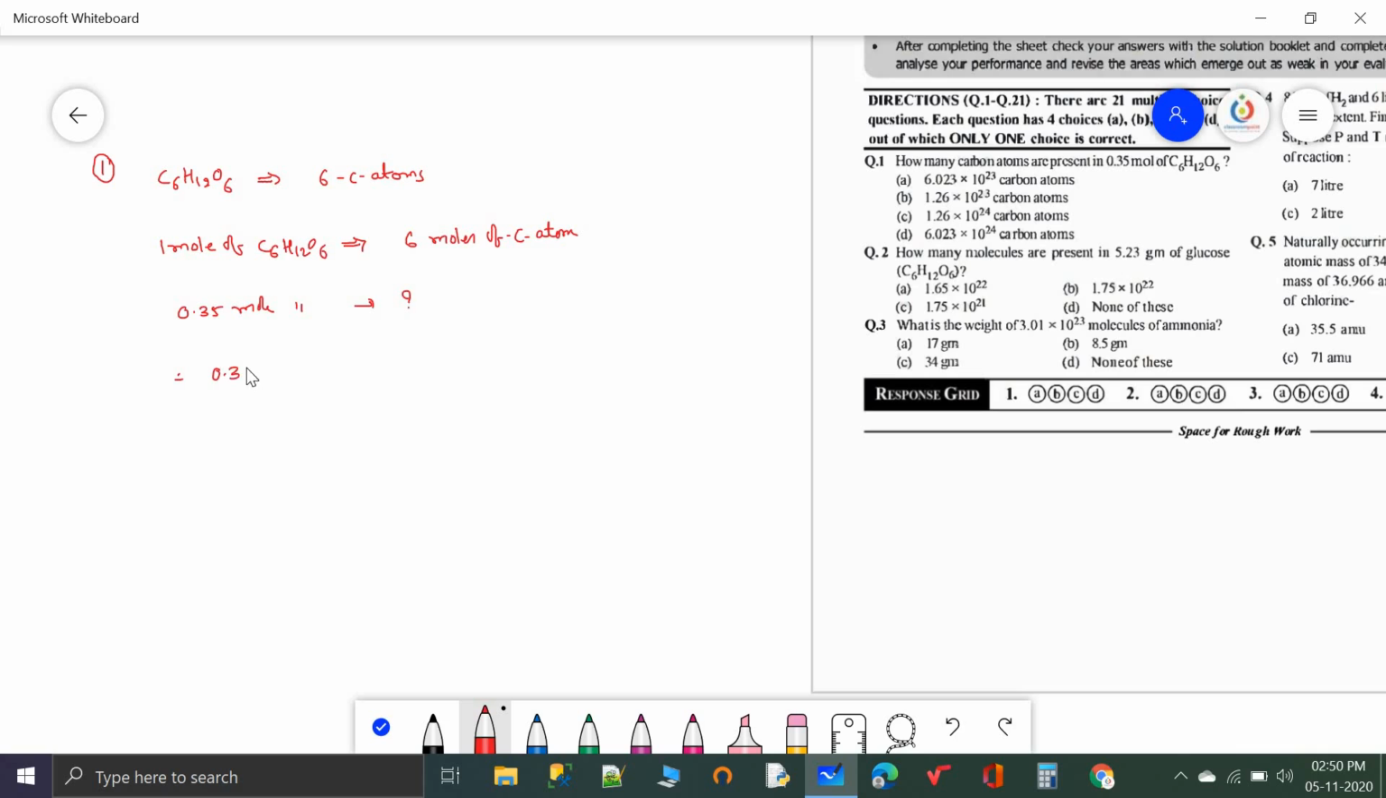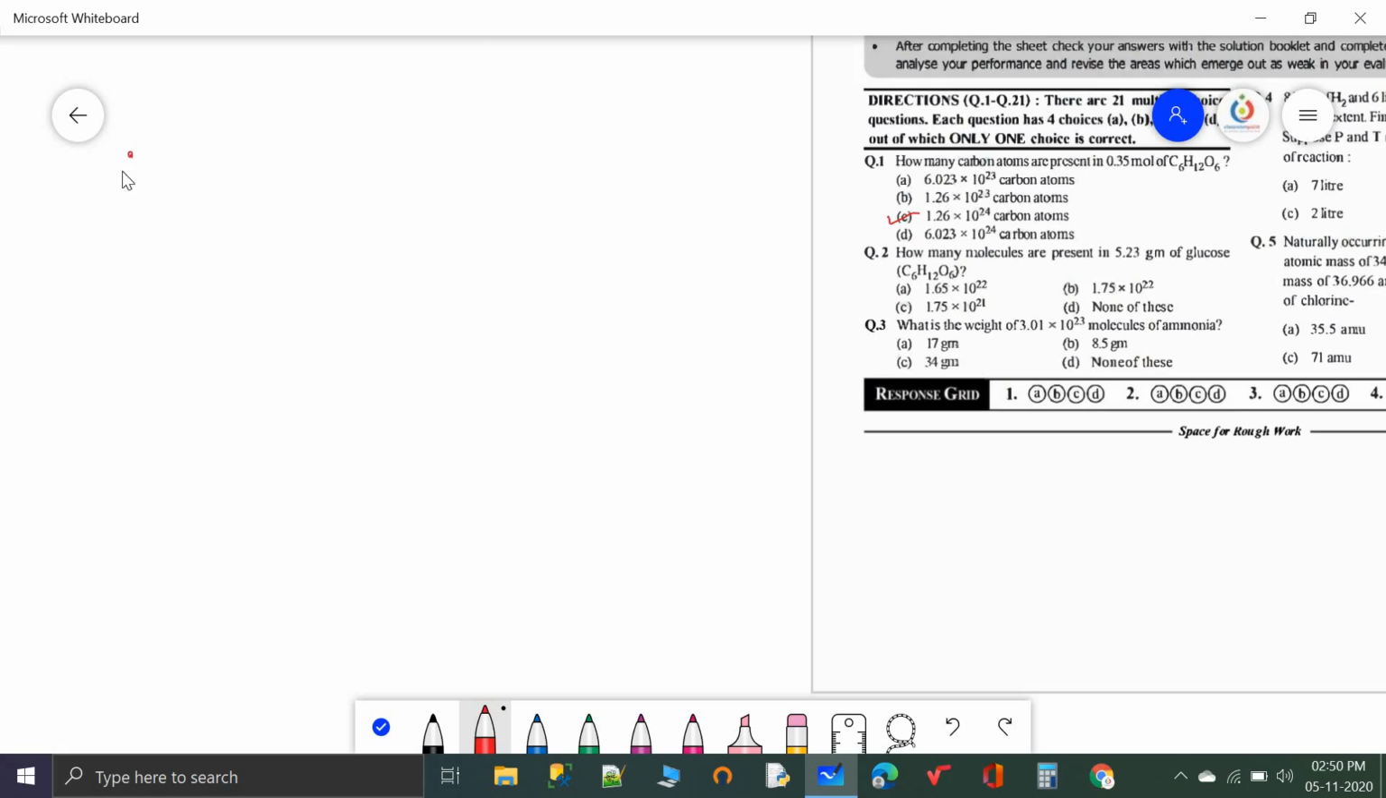So just do the cross multiplication. 0.35 into 6 mole, into 6.022 into 10 power 23. This is the Avogadro's number. So if you solve all this, you will get 1.26 into 10 power 24 carbon atoms. So option C is correct.